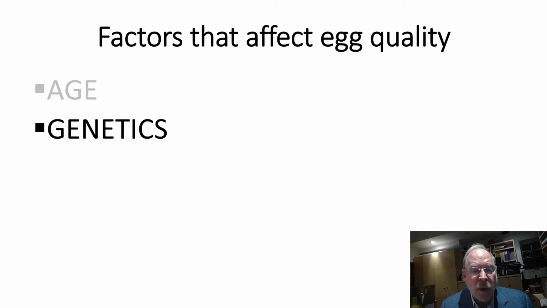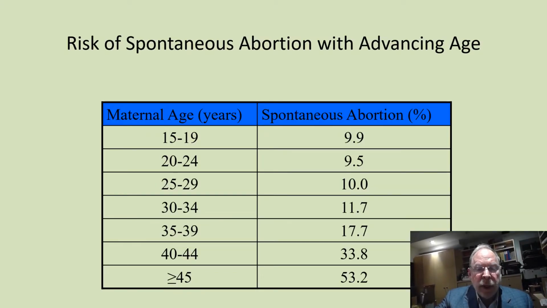Factors that affect egg quality also are genetic. We know that as a woman gets older, she has a higher risk of having a miscarriage. In her 20s, it's about 10%, but when you get to 45, it's about 1 in 2, 50%. So it really increases rapidly with the age of the woman. Hence, our egg donors tend to be chosen from younger women.